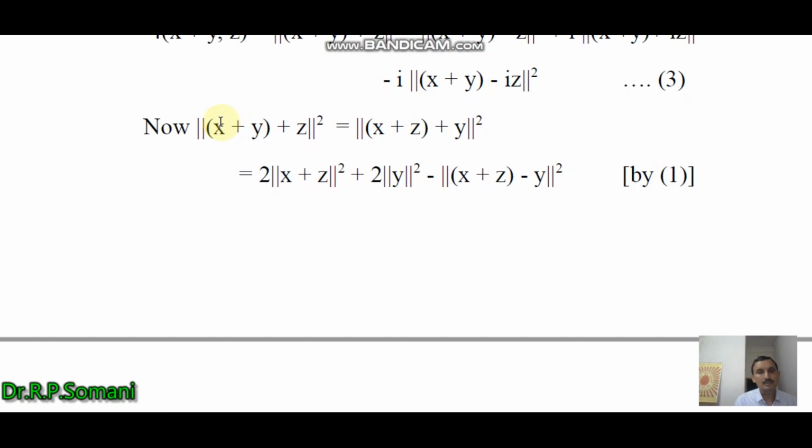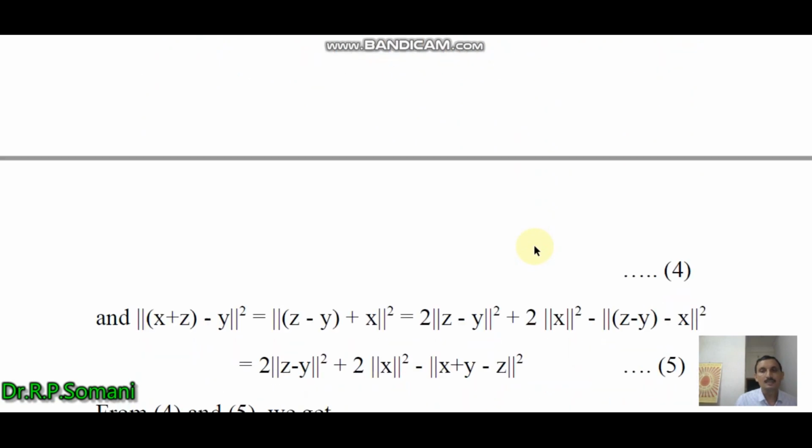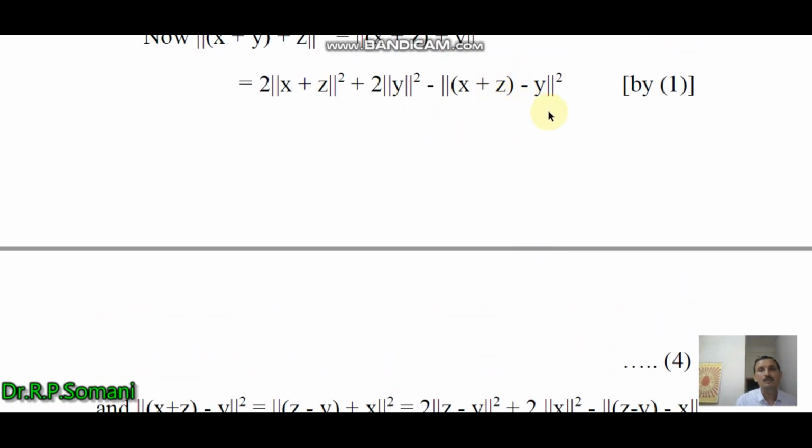Now norm x plus y plus z squared equals norm of x plus z plus y squared, and by equation 1, the parallelogram law, this equals norm x plus z squared plus 2 norm y squared minus norm x plus z minus y squared, and this we denote as equation number 4.